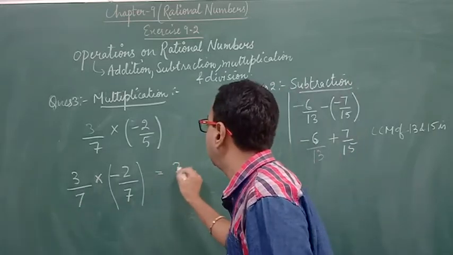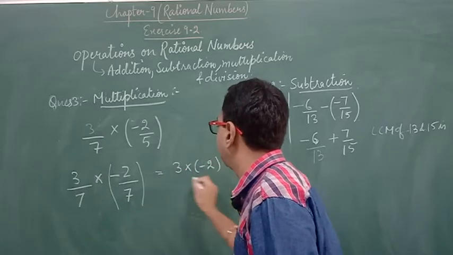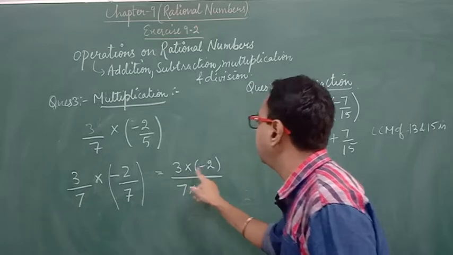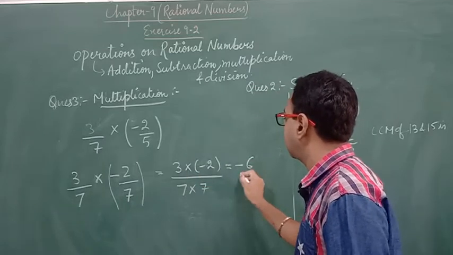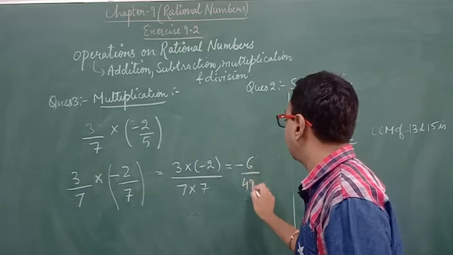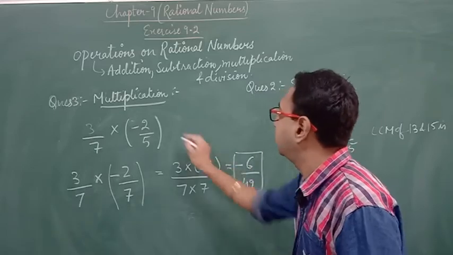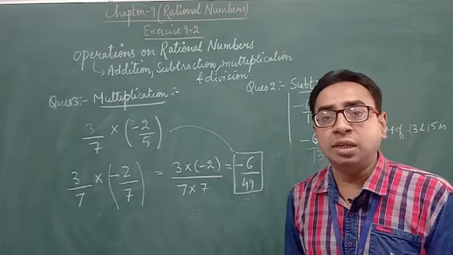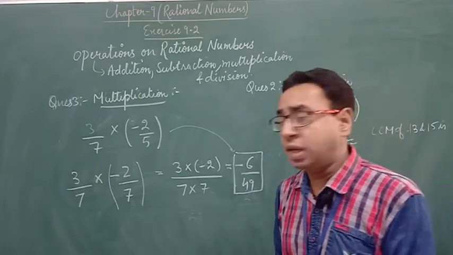So in multiplication, what we will do? We will multiply the numerators first. Yes, 3 into minus 2. Then we will multiply the denominators. 7 into 7. What is the answer? Minus 6. 7 into 7, what is the answer? 49. Hence the result of this multiplication of rational numbers is minus 6 by 49. Very simple to do. Are we clear?